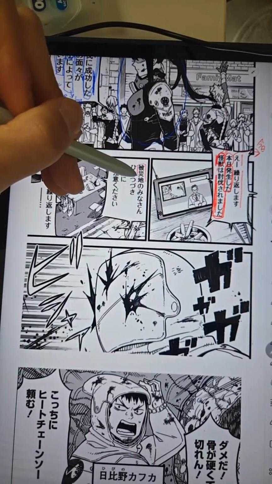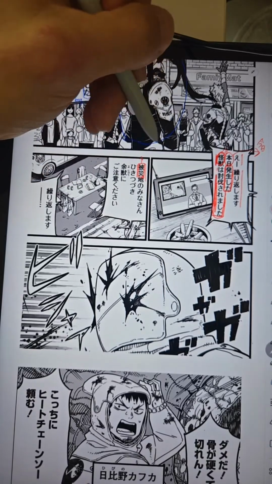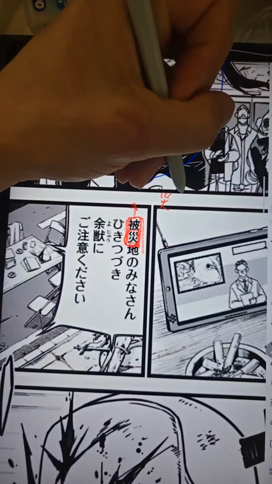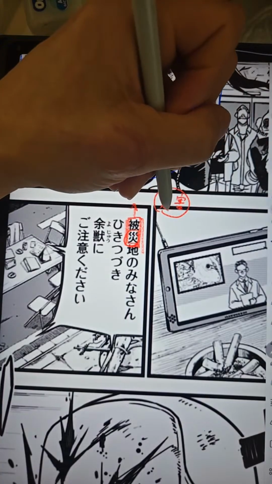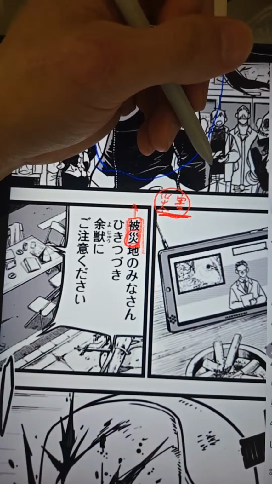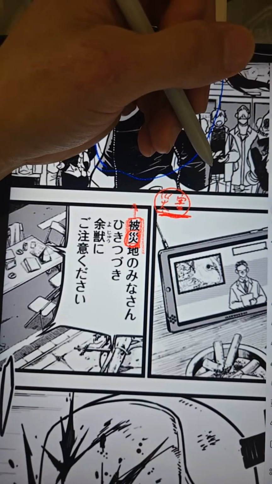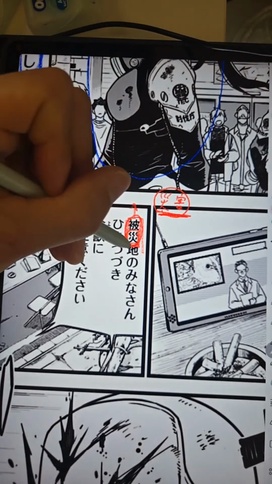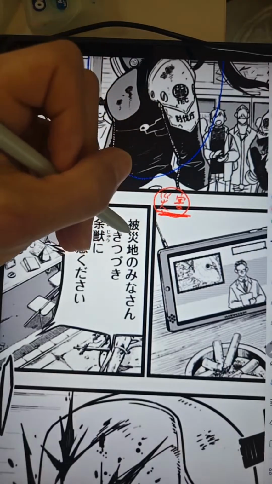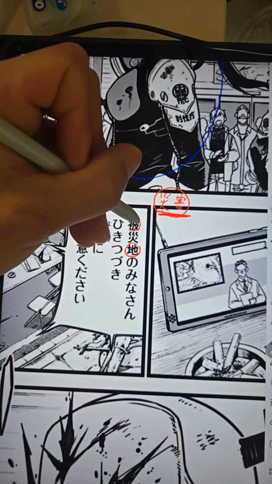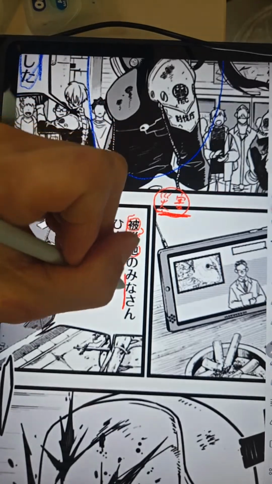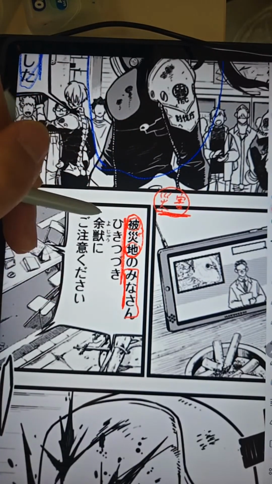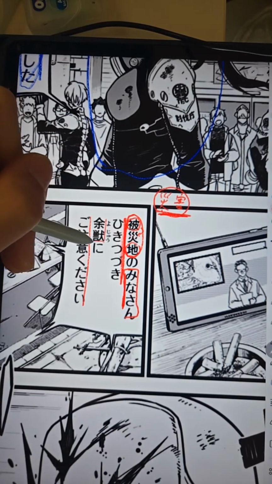被災地の皆さん。被災 is, 災 comes from 災害. Sorry, 災害 means, what is it like? Accidents, like tsunami, earthquake, these stuff, natural disaster, right? So like disaster, 被る, this first kanji is 被る. So the place that received a disaster, 皆さん, people who are in the affected area は引き続き, please continue, 余重にご注意ください。余重, this one is probably a new word.